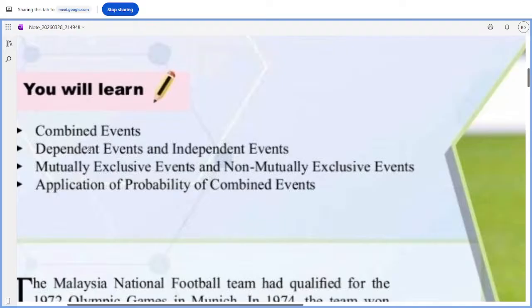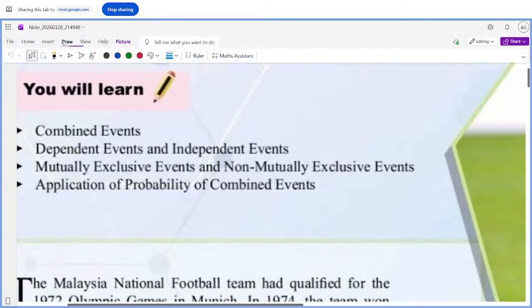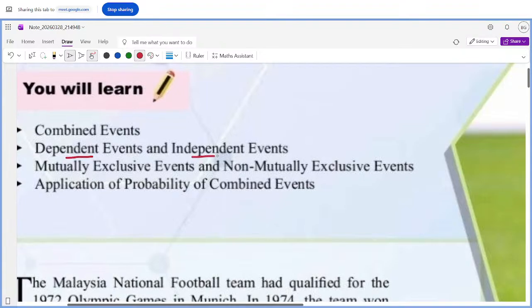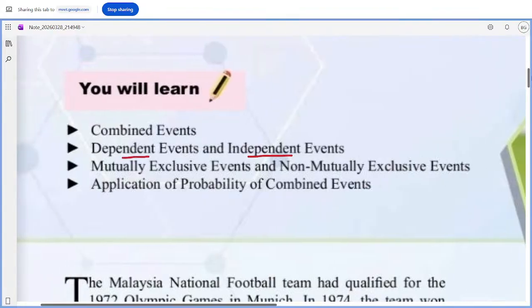Okay, so these are the subtopics you can see. Combined events, dependent events, independent events. And then, wait, let me get the pen, red color. Dependent events and independent events, these two we will see in the next class. Mutually exclusive, non-mutually exclusive, and also the application, we'll leave for next time because it might be too heavy for you guys.